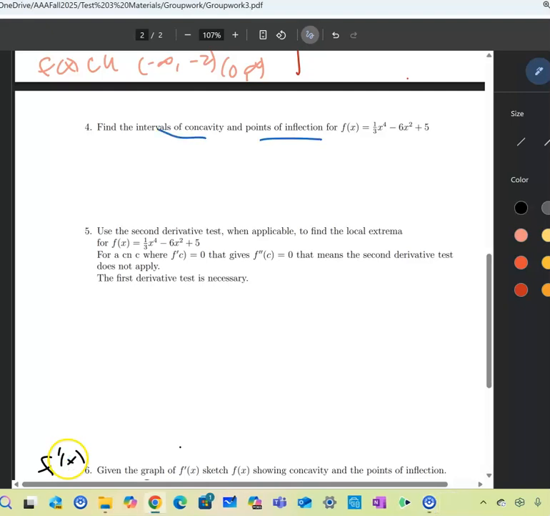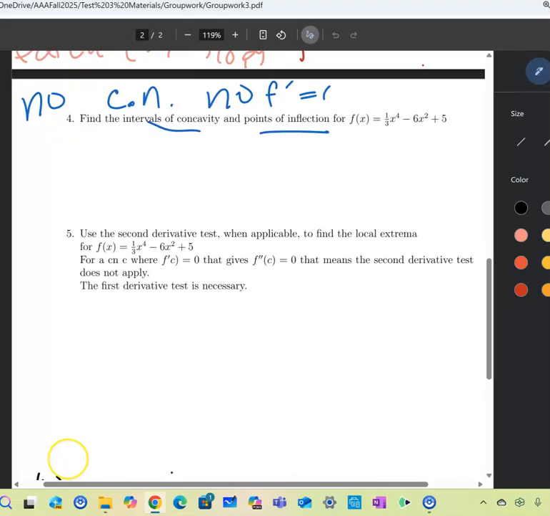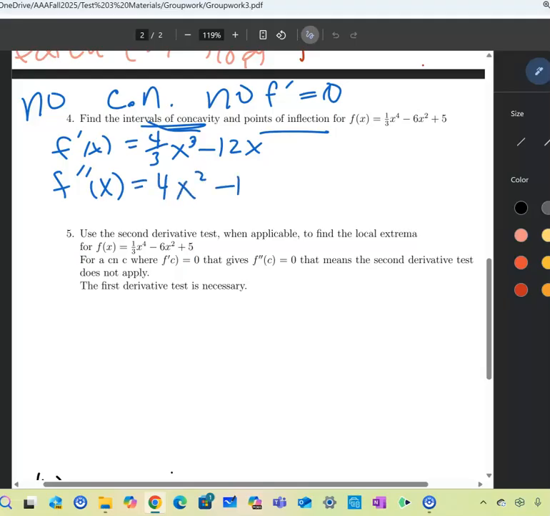Intervals of concavity and points of inflection. No critical numbers, so no derivative equals 0. Make sure you understand that you're going right to the second derivative. The first derivative would be 4/3 x cubed minus 12x. Go right to the second derivative. That gives me 4x squared minus 12.